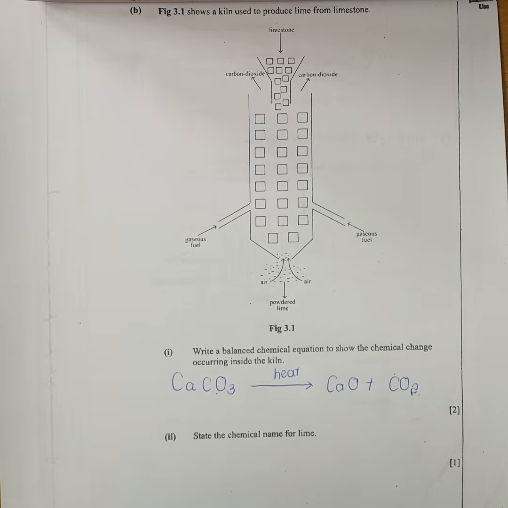So the equation is balanced. We are having 1 calcium at the reactant side and 1 calcium at the product side. We are having 1 carbon at the reactant side and 1 carbon at the product side. And then on the reactant side, we are having 3 oxygen, and also at the product side, we are having 3 oxygen. So the equation is balanced. Let us move on to part 2. We are supposed to state the chemical name for lime. Lime is known as calcium oxide. Let us move on to the next question.